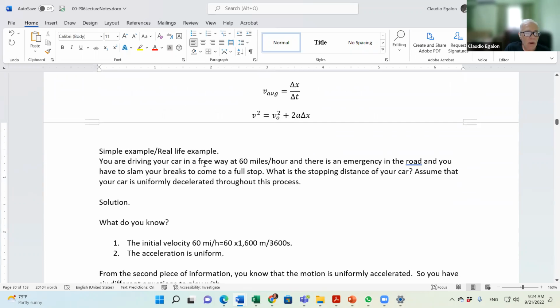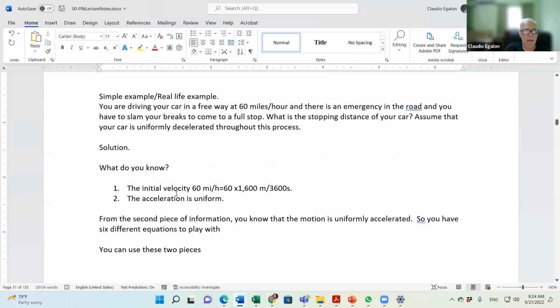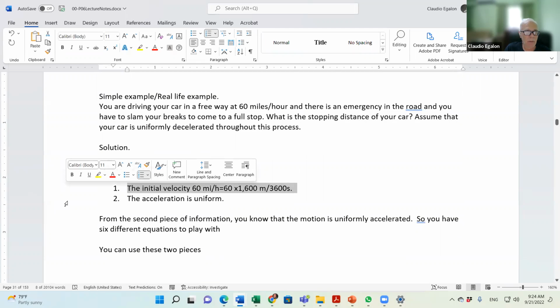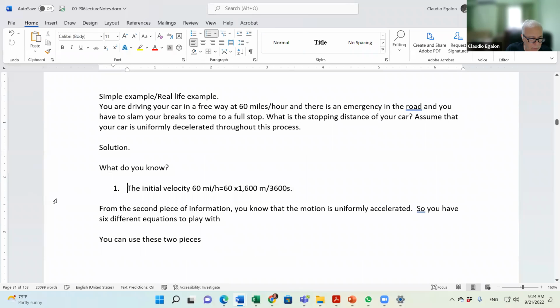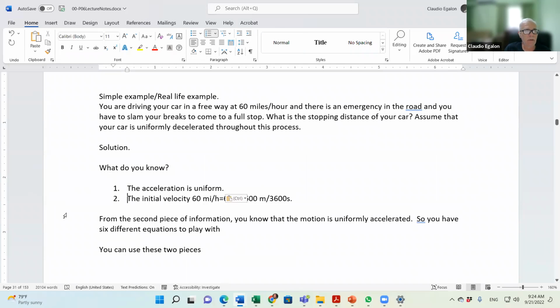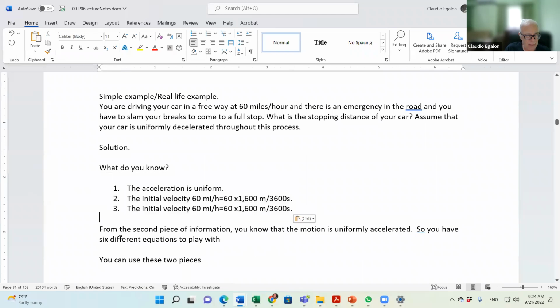Here you go. You're driving your car on a freeway, and there's an emergency on the road, and you have to hit your brakes, come to a full stop, right? So the initial velocity is 60 miles per hour. The acceleration is uniform. The initial velocity is 60 miles per hour. What about the final velocity? Actually, you have three pieces of information, right? What's the final velocity of your car?